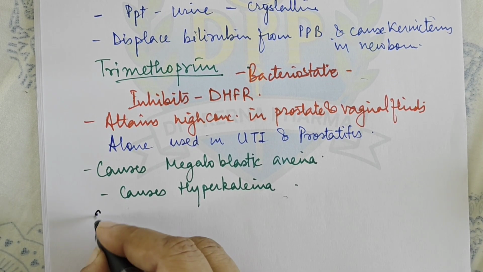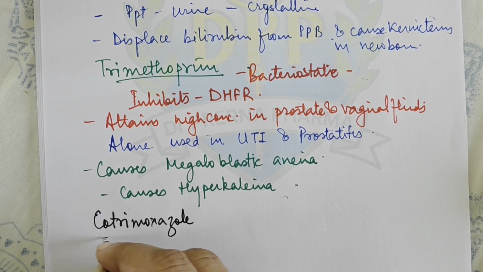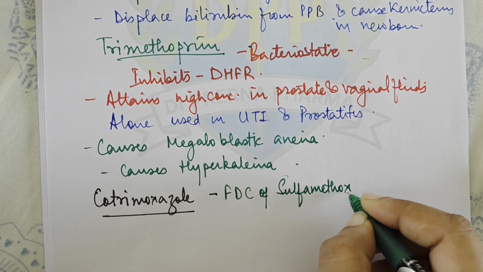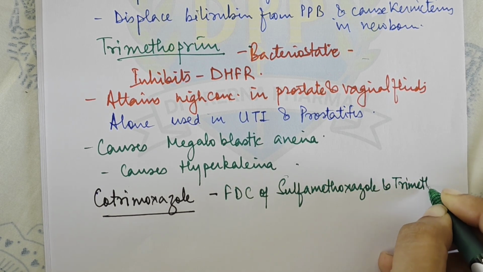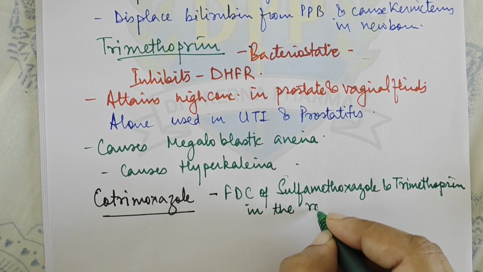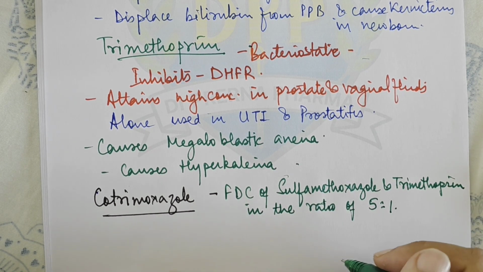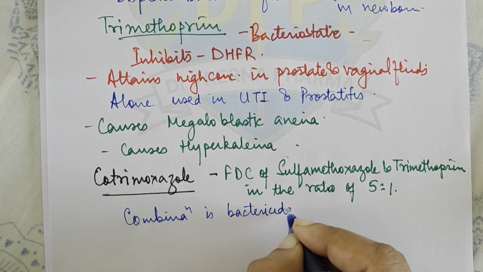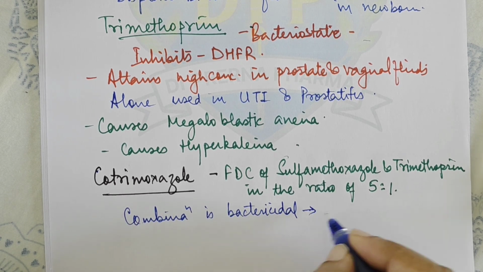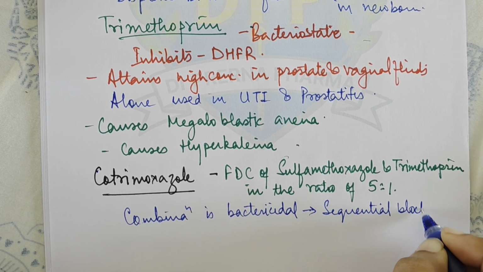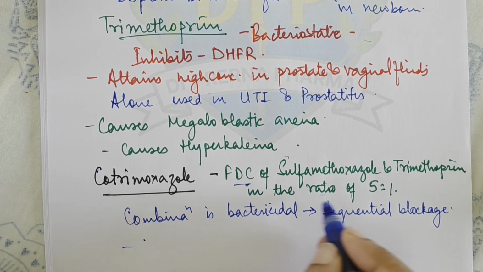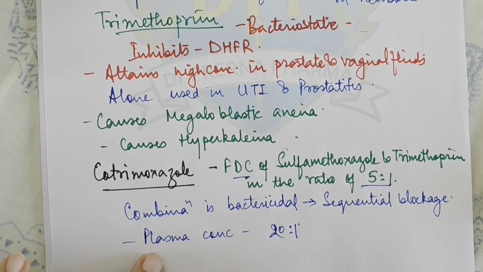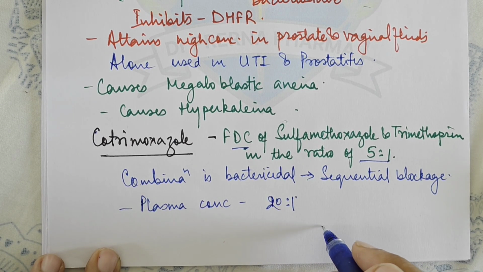So what is the combination that we are talking about? That is cotrimoxazole. This is basically a fixed dose combination of sulfamethoxazole and trimethoprim in the ratio of 5:1. This combination is bactericidal. This bactericidal activity is due to a sequential blockade. When you give FDC in the ratio 5:1, then plasma concentration becomes 20:1, because of the difference in the bioavailability and the volume of distribution.